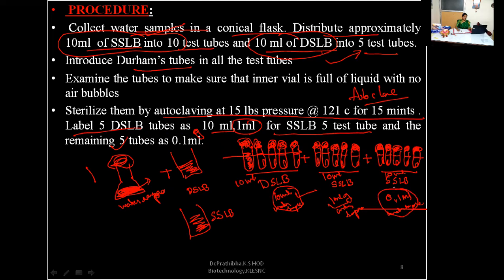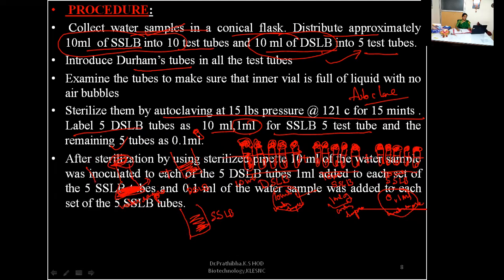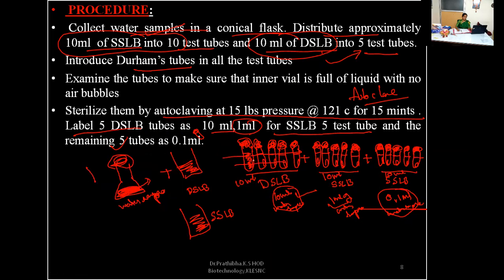I hope up to here you are clear. Next, after sterilization, we have kept all the test tubes in the autoclave. Now the autoclave is over, right? After sterilization, by using a sterilized pipette, what are you going to do here? You are going to add the water sample to all the test tubes that are sterilized and that you took out from the autoclave. When the sample is very hot, at that time you should not add the water sample.